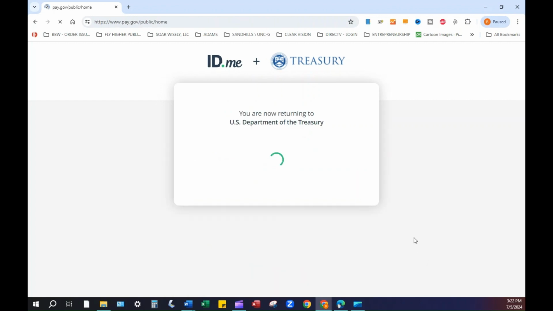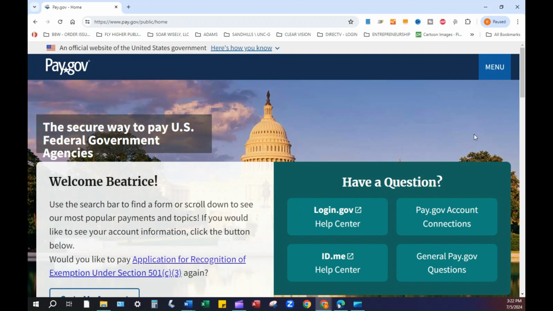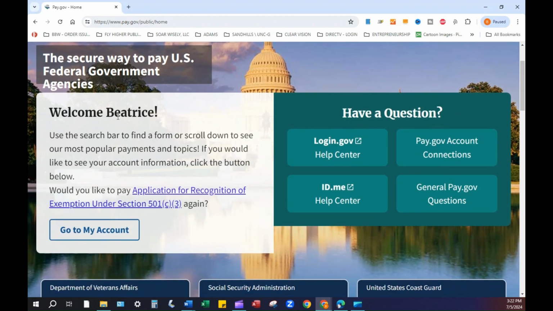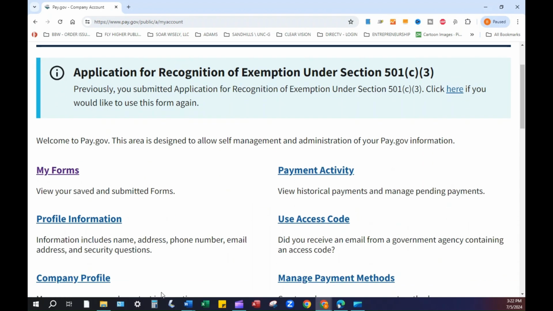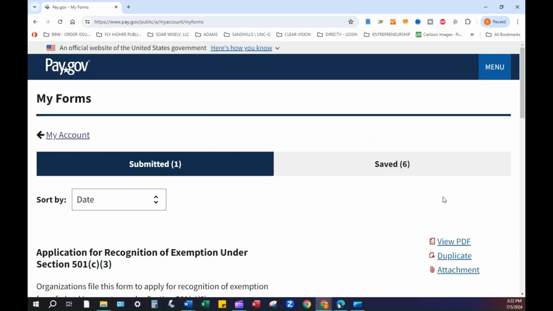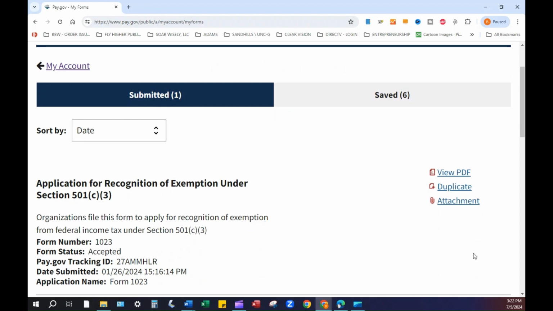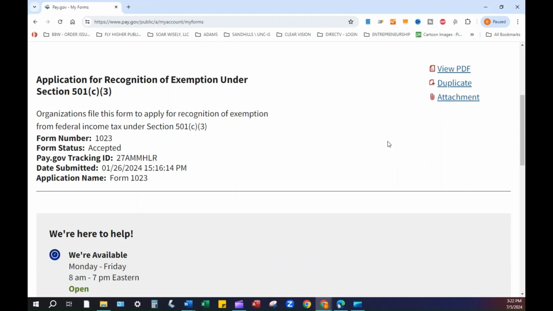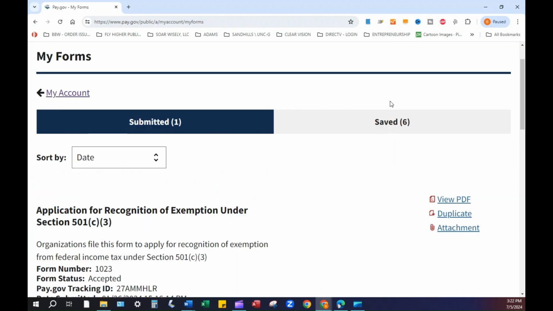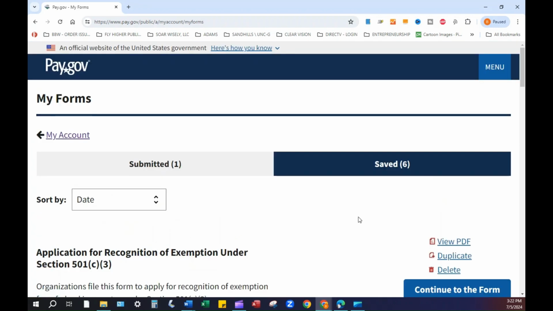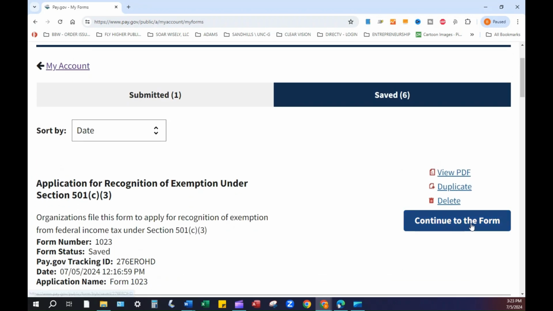That's how you log into the pay.gov system, which is the IRS system. So we are going to now, you see it says welcome Beatrice. So I'm going to click go to my account. And this is where I'm going to find all of my activity. You will want to click my forms to get back to your IRS form or to start your form application. So we're going to do this. And now I will click on my saved accounts and continue to the form.